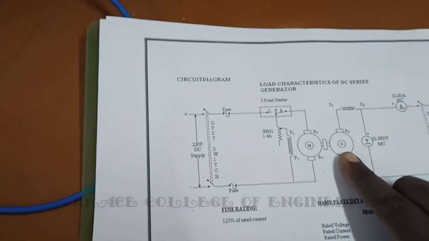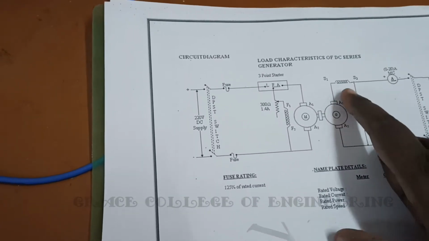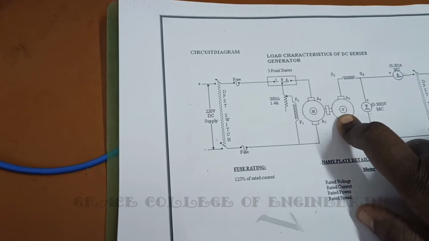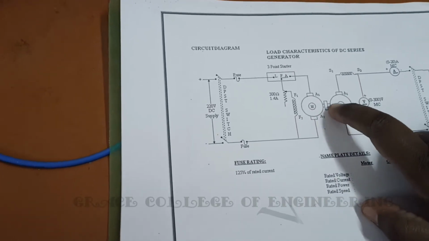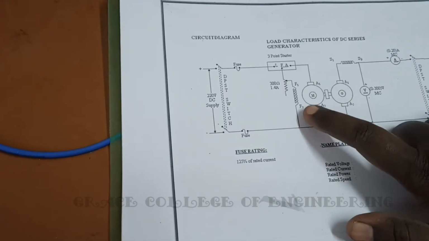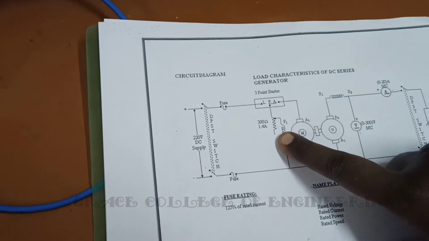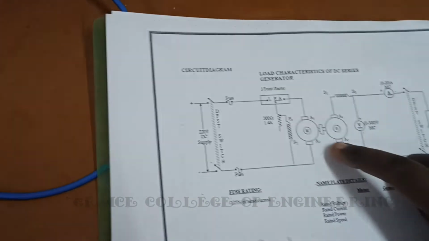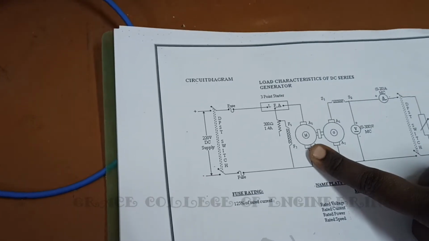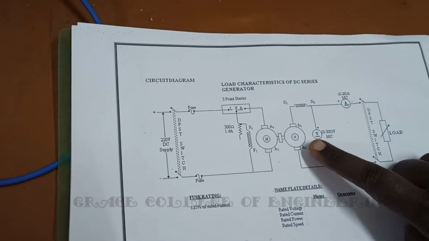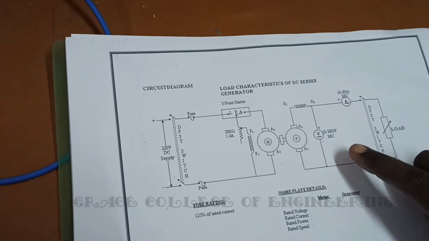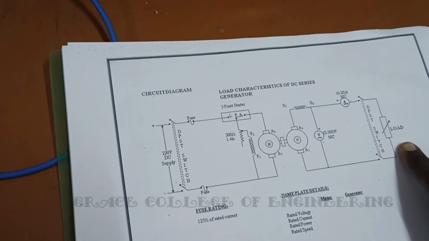Here the series generator is identified by the series winding, and the series generator is switched on using this motor only. This motor is connected with a 3-point starter, and the field rheostat is used to maintain the field current. By varying this rheostat we are going to maintain the rated speed of this motor. After setting the rated speed, we are going to give the load connection.